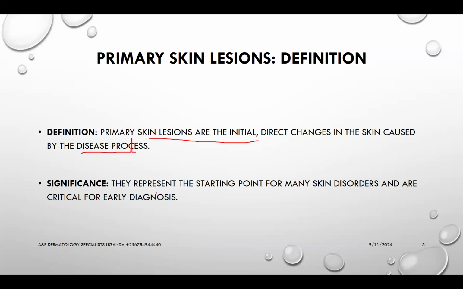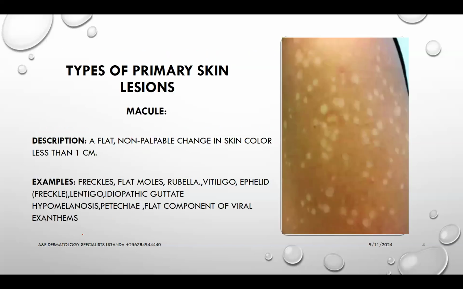This is very key, because if you're able to identify the primary skin lesion, you'll be able to get the majority of the information about that skin condition, and in some conditions, get a diagnosis right from the primary skin lesion. The significance is that we have so many disease conditions and disorders of the skin, and their early diagnosis is very critical. This can only be achieved if you are able to identify a primary skin lesion. So right away, we start with the first one.